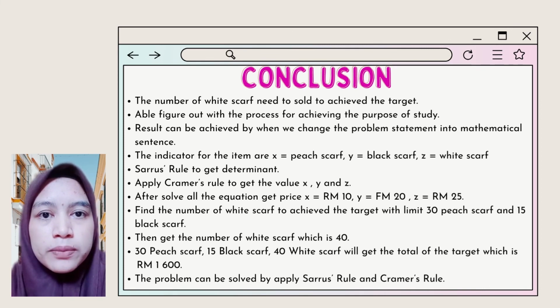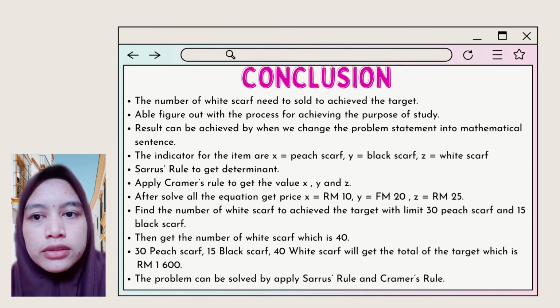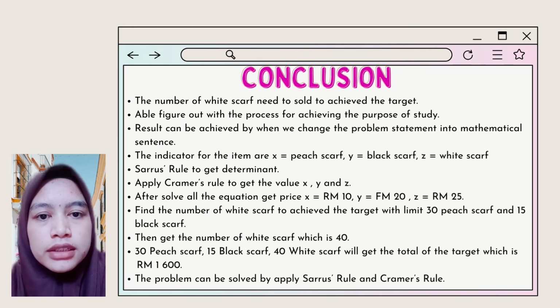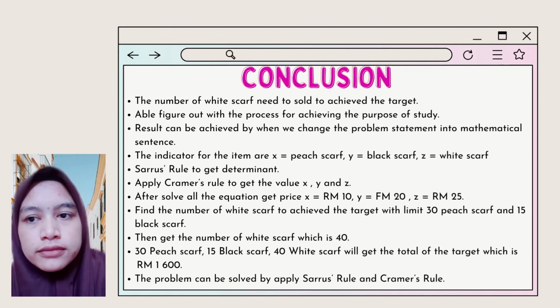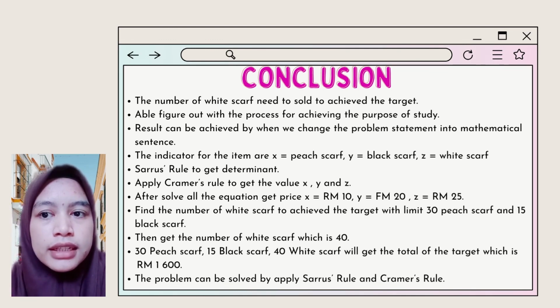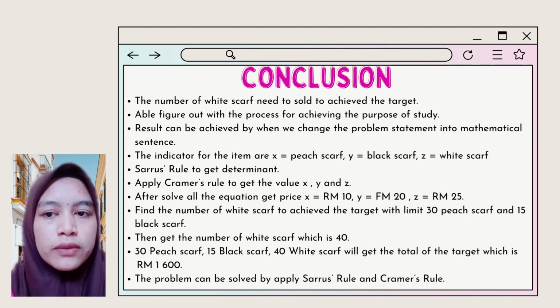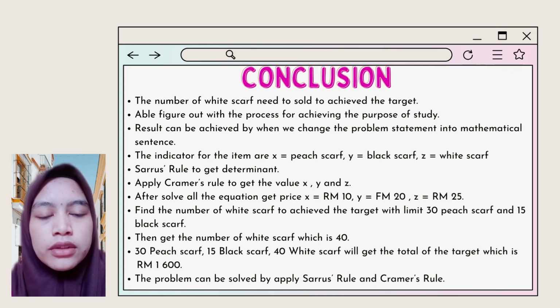After we get the value for every price of the scarves, then we can find the number of white scarves needed to achieve the target. So after the calculation, we get 40 white scarves. So to achieve the target, Kaisara needs to sell 30 peach scarves, 15 black scarves, and 40 white scarves. So from all this, we can conclude that the problem can be solved by applying Sarrus's rule and Cramer's rule.